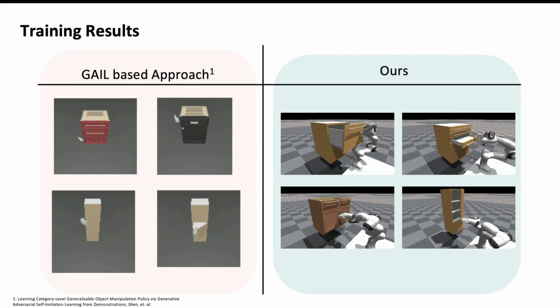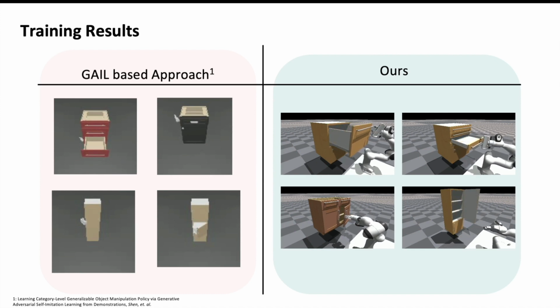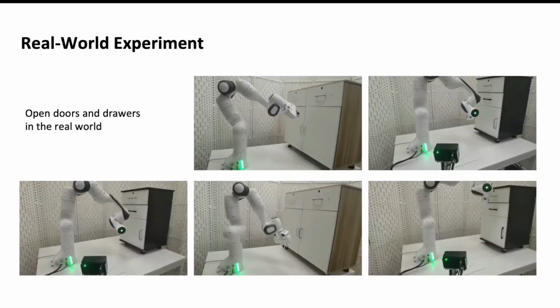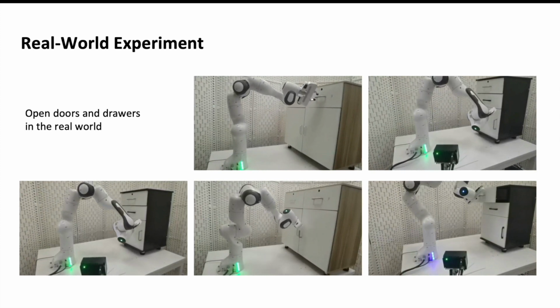Compared to previous works, our policy is part-aware and thus more similar to human behaviors. For example, our policy can use handles to open doors and drawers, as shown in our video. We also test our policy in the real world. Here is our demo.